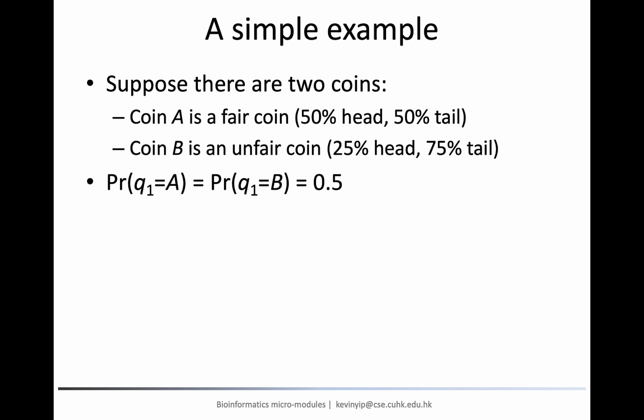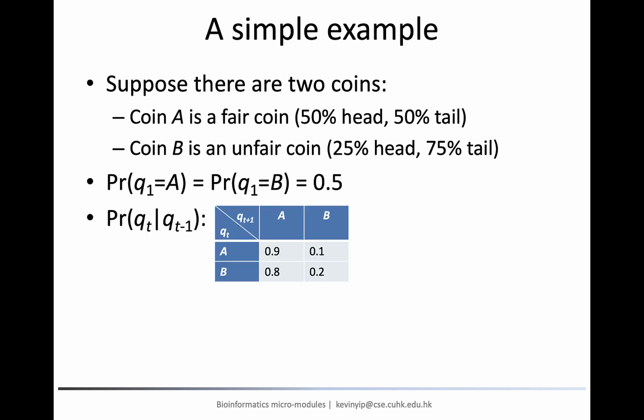Considering these two factors together, we have this transition probability table: if coin A is used this time, next time there is a 90% chance that it will be used again, and a 10% chance that coin B will be used instead. On the other hand, if coin B is used this time, next time there is an 80% chance that coin A will be used and a 20% chance that coin B will be used.